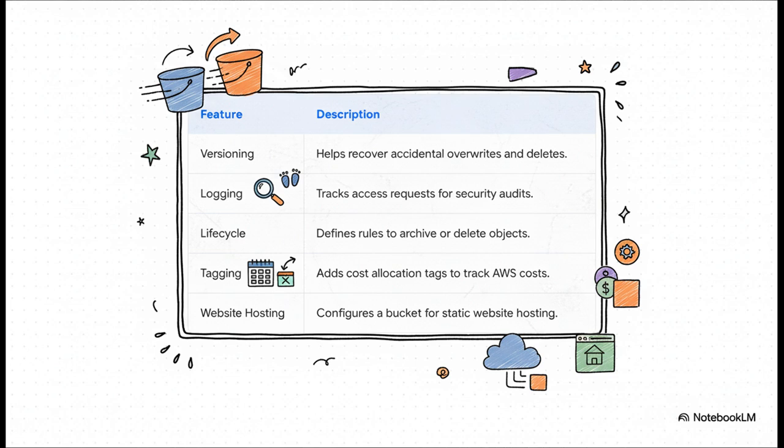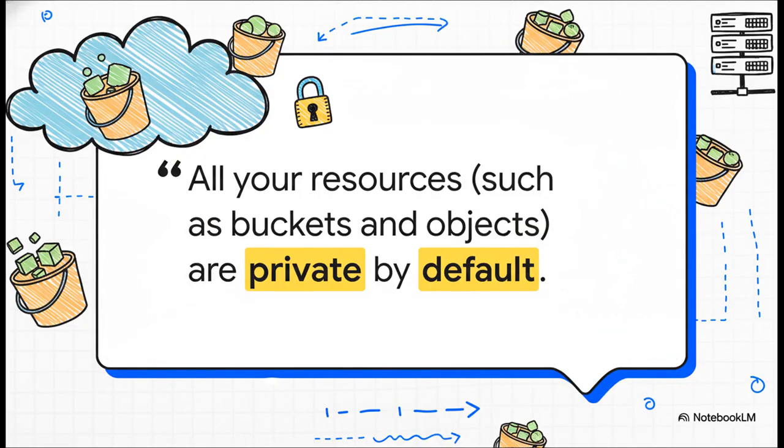And tagging? That's your key to understanding exactly where your money is going. Now, this is maybe the most important thing to understand about S3 security. I'm going to say it again. Everything is private by default. Nothing in your bucket is available to the public unless you go out of your way to make it public. It's a fundamental safety net that's there to protect you.